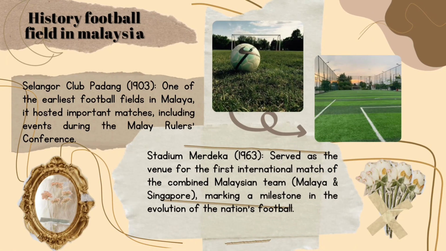Now, I would like to add some history of football fields in Malaysia. We start from Selangor Club Padang, 1903, one of the earliest football fields in Malaya. It hosted important matches, including events during the Malaya Rules Conference. The second one is Stadium Merdeka, 1963, which served as the venue for the first international match of the combined Malaysian team, Malaya and Singapore, marking a milestone in the evolution of the nation's football.